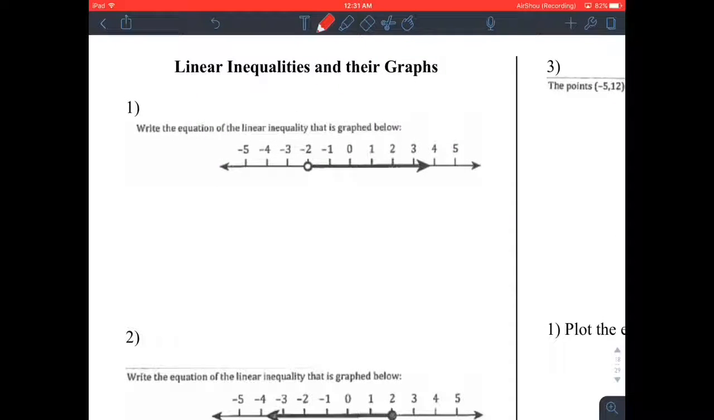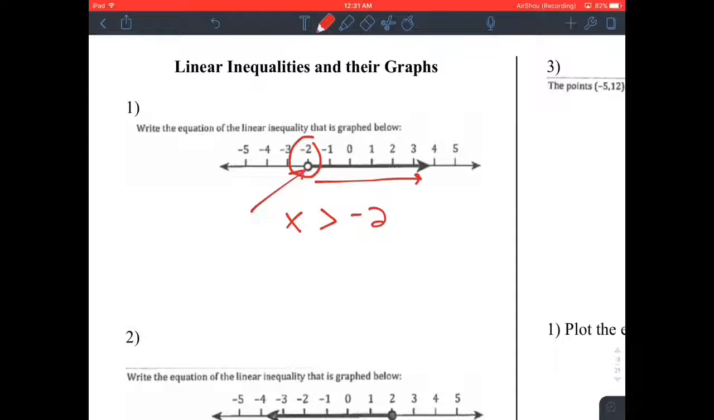Inequalities on number lines. Write the inequality of the linear inequality that is graphed below. So here's how this works. We are going to use x as our variable, and then we look at our starting point. It's starting at -2. We want all the numbers to the right of it. So we want all the x that are greater than -2.